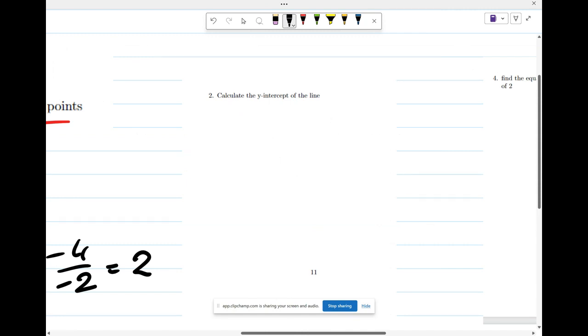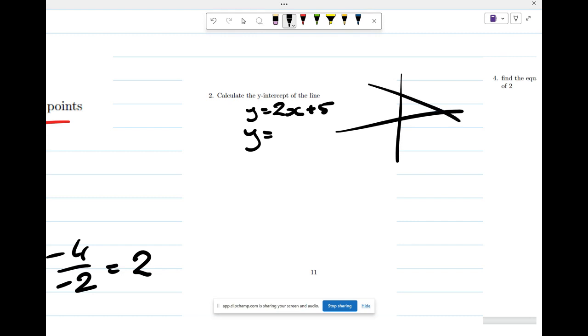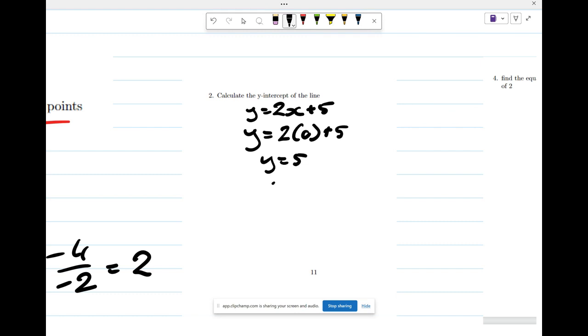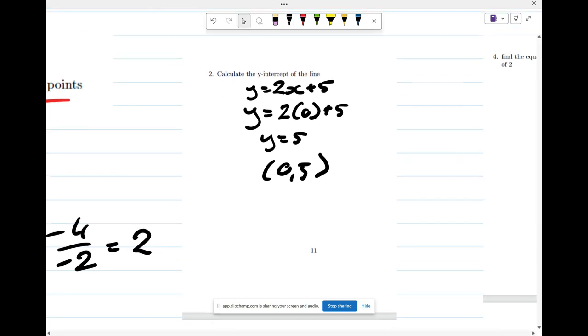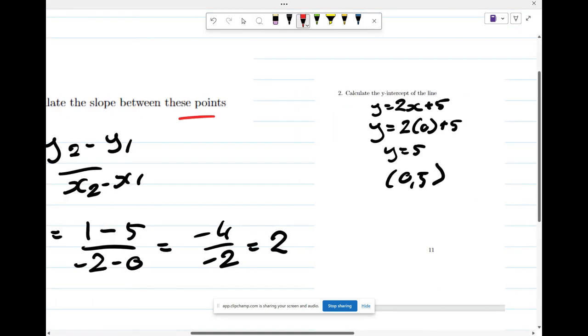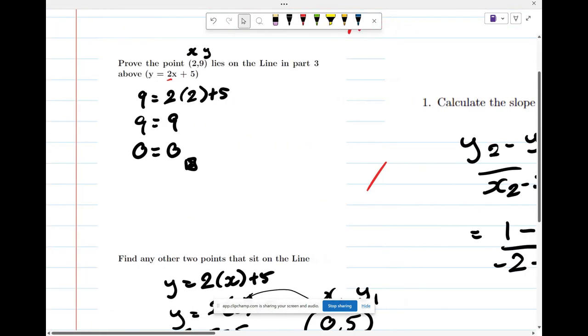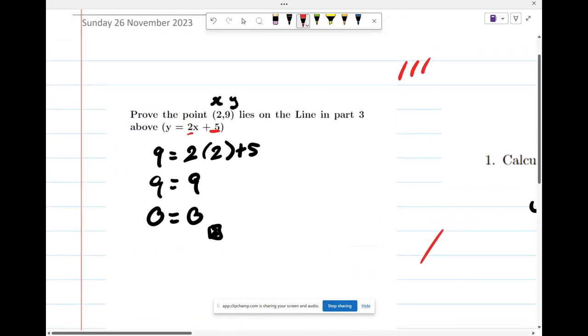Let's calculate the y-intercept of the line. Our line was y equals 2x plus 5. The y-intercept is where x equals 0, because if we draw our line, we don't move any left or right, so x is equal to 0, and we find out what y is. Let's set x equal to 0. We've already done this in the last question. This was our point, so y equals 5. This is our point (0, 5). And going back to what we were saying before, we can easily see that our y-intercept is just y equal to 5.